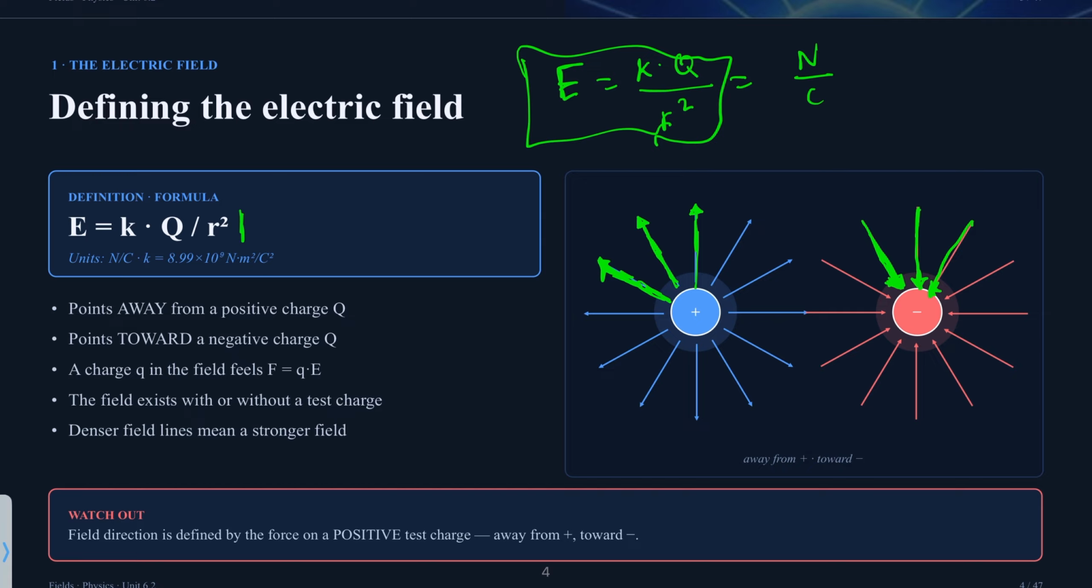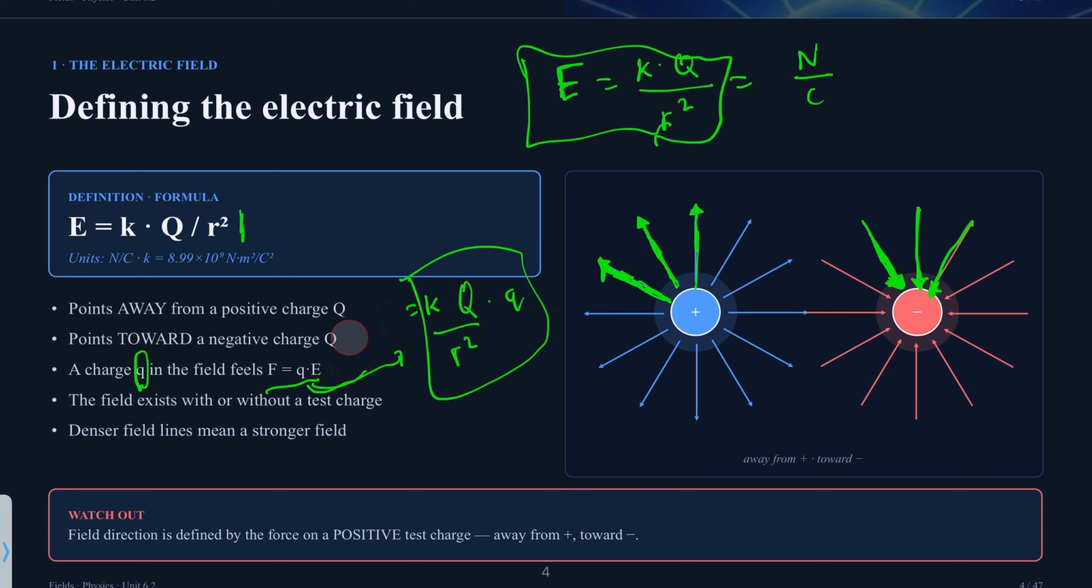So a charge Q in the field always feels F equal to Q times E, which makes sense, right? At a point, the field is equal to KQ over R squared. If you put another Q in the field, it makes sense because the force is just K times Q over R squared. So Q times E is just this, right?